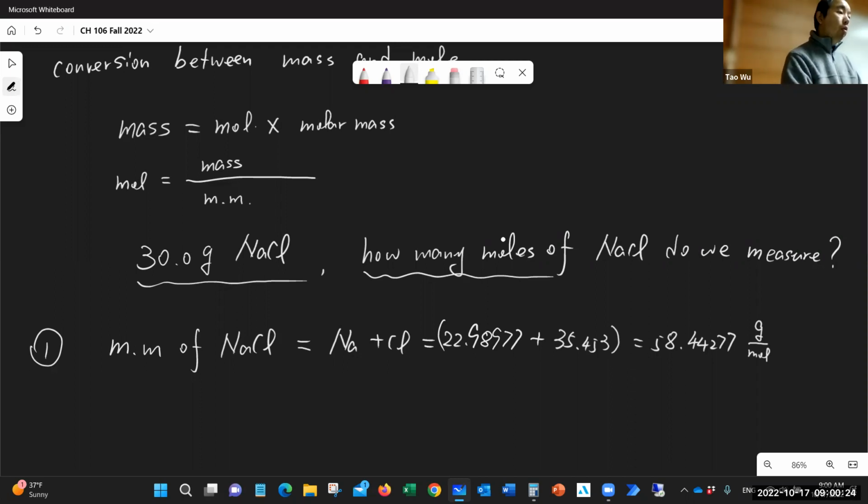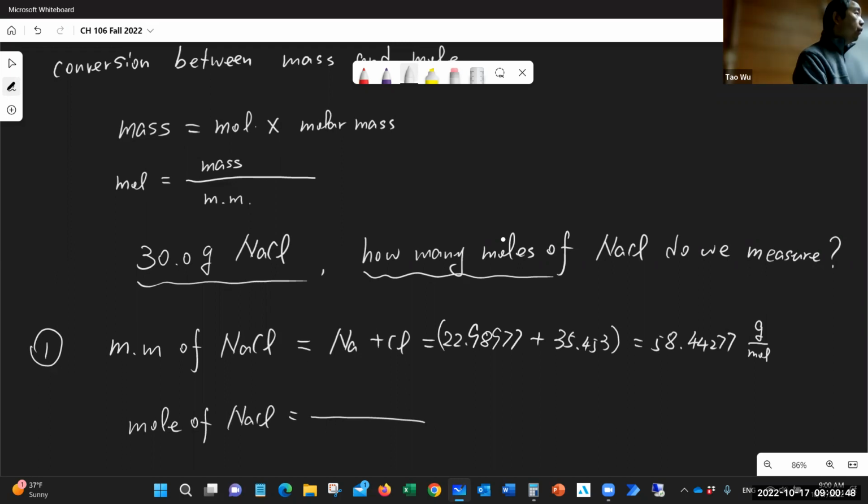Now, how do we convert the mass to the moles? Based on this equation, the moles of sodium chloride should be equal to the mass of the sodium chloride, which is 30.0 grams, this is what we have, divided by the molar mass of sodium chloride.